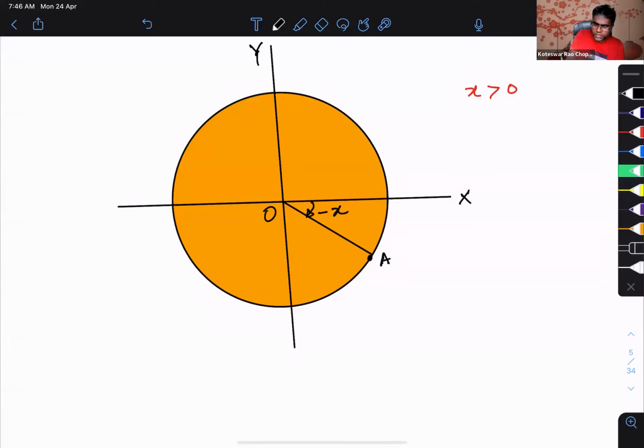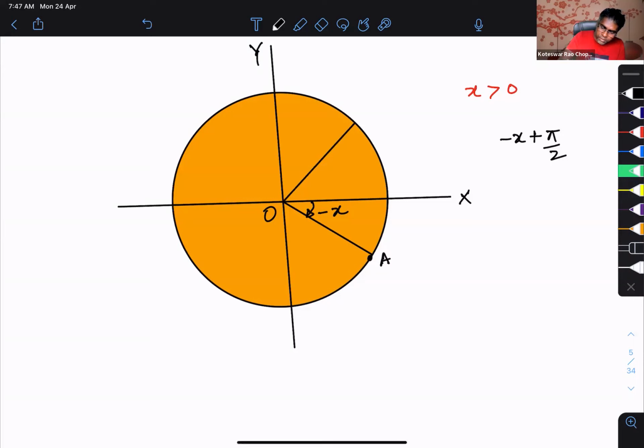Plus pi by 2. Okay, so minus x plus pi by 2. What will this do? You need to understand this. Okay, so minus x, you're rotating clockwise by x units. And then if you have plus pi by 2, you are moving in the counterclockwise direction by 90 degrees. So if you move counterclockwise 90 degrees, you can take a line which is perpendicular to OA.